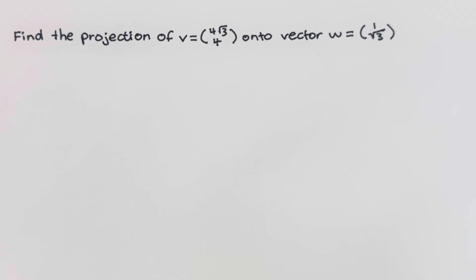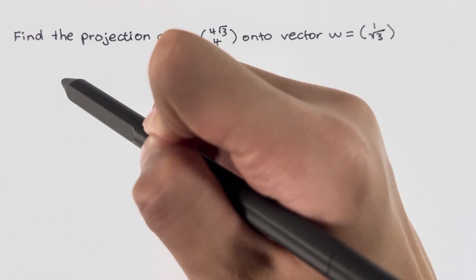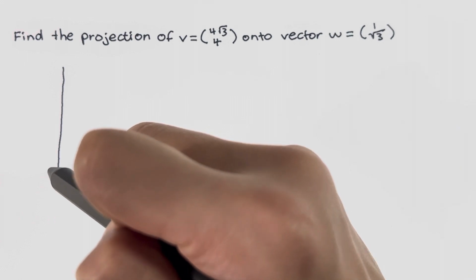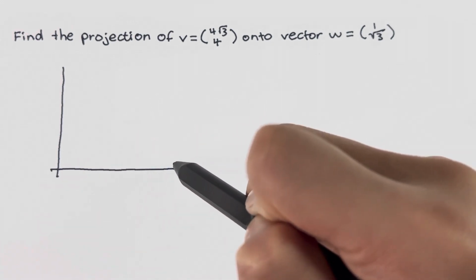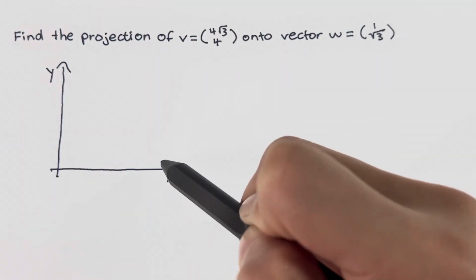In this problem, we're going to find a projection of the vector v equals (4√3, 4) onto the vector w, which is equal to (1, √3). So first, since these are vectors, we can draw them on a coordinate plane. We can just draw a coordinate plane first, and then label the two axes and the origin.